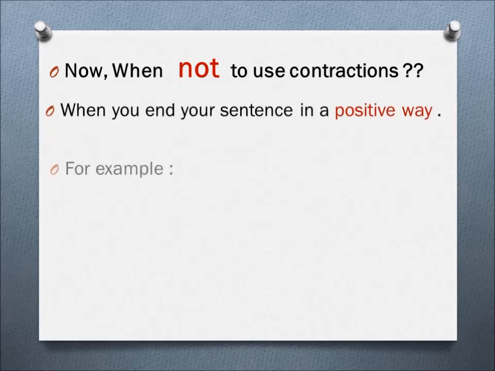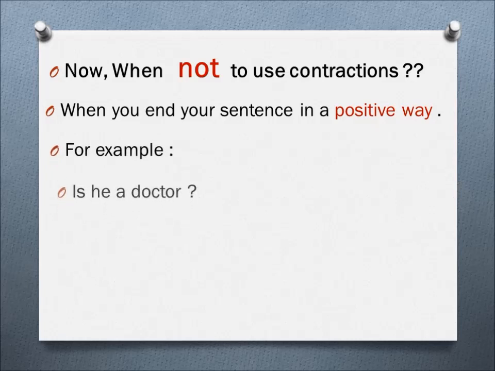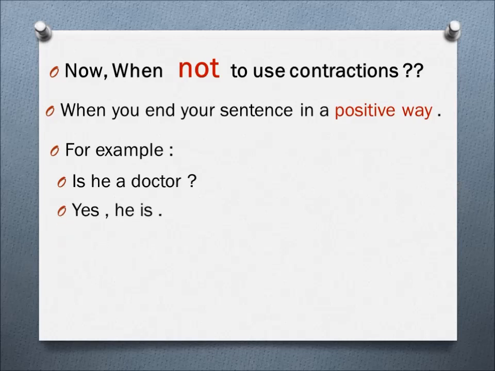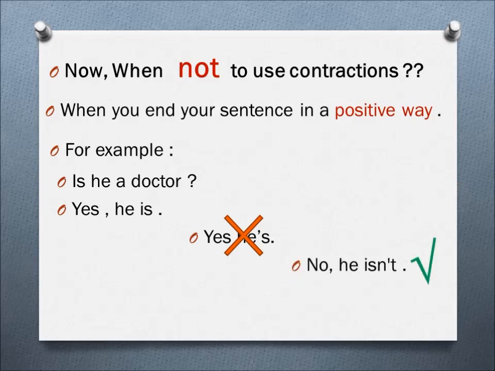I also cannot use contractions if I am ending my sentence in a positive way. For example, is he a doctor? Yes, he is. I cannot say, yes, he's. Because I want to answer in a positive way. But if I want to answer in a negative way, I can say, no, he isn't. Because it's a negative answer. If my answer is positive, I have to use no contractions.